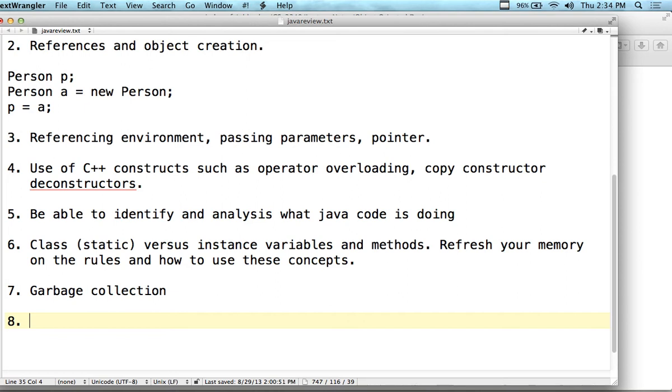From a programmer's perspective, if you're in the PLC class, you're thinking like a compiler designer. In the Java class, you're thinking like a programmer. So don't worry about the implementation of the garbage collector. It doesn't really matter.